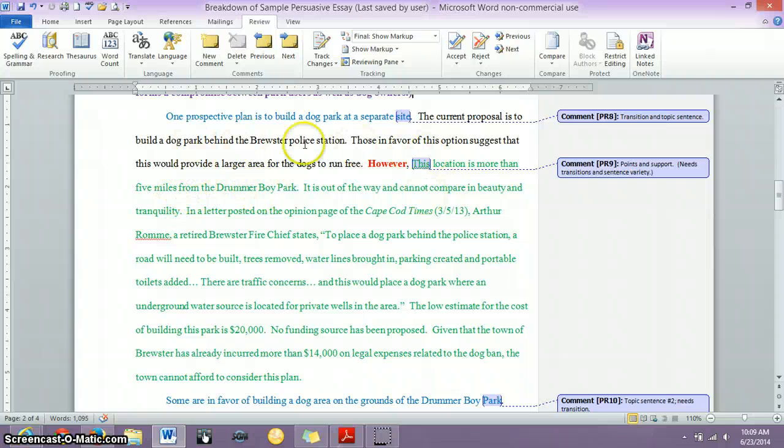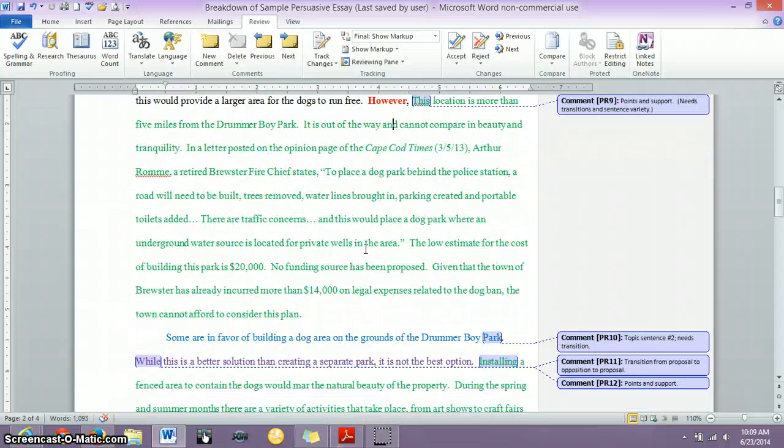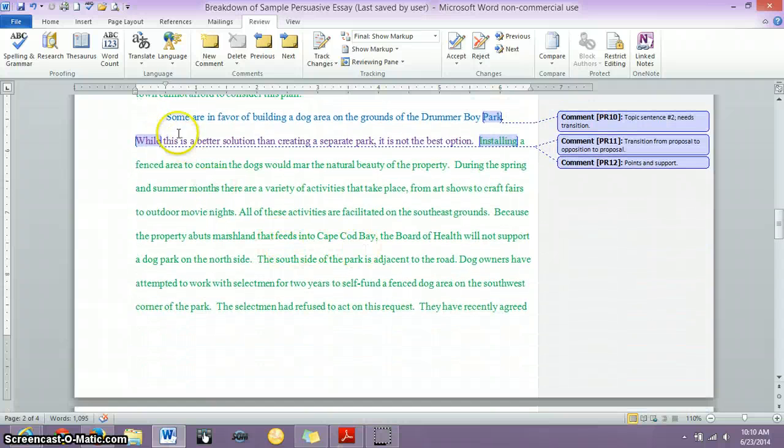So what they're doing is they're moving from the general information to their argument. So if they just had included the word however, the reader would have known that. So I apologize. I added the however. That's why it's in red. So that shows you just how important transitions are and what happens if you don't use them. Again, topic sentence, great. You know that this paragraph is going to be about building a dog area on the actual grounds of Drummer Boy Park. So while this is a better solution than creating a separate park, it is not the best option. And then they explain why.